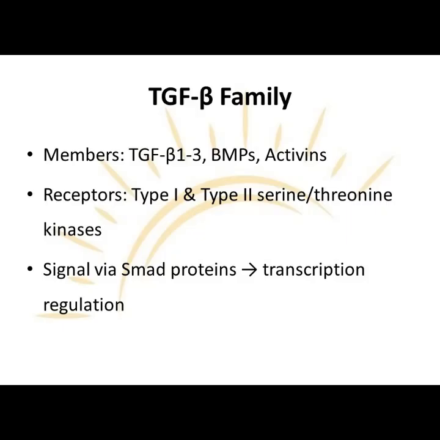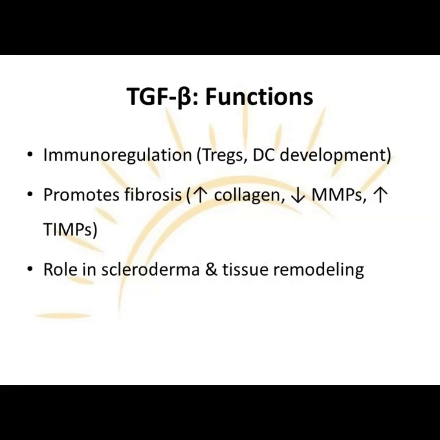TGF-beta family. TGF-beta 1 to 3, BMPs, and activins signal via SMAD proteins and are involved in transcription regulation. TGF-beta plays a role in immunoregulation via Tregs and DC development. It promotes fibrosis, increased collagen, and decreased MMPs. It plays a role in scleroderma and tissue remodeling.